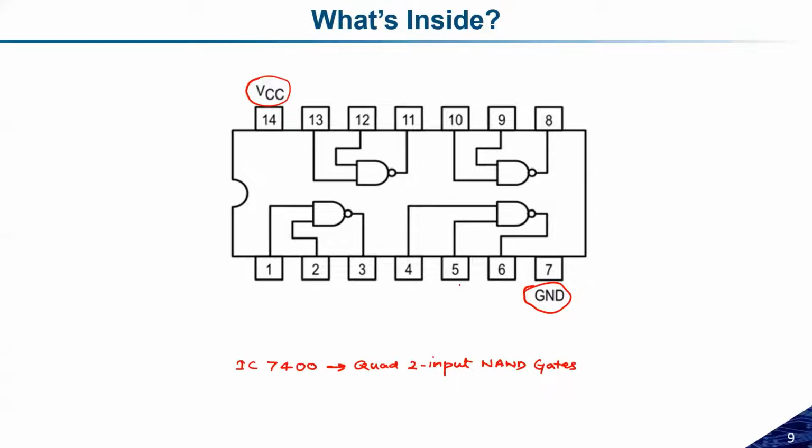So 7400 is nothing but this is how it will look like. I have to provide the input at pin number 1 and pin number 2, and I have to check the output from pin number 3. Similarly, the input will be provided at 4 and 5, and output will be taken from 6, and so on. So this is how it looks from the inside.